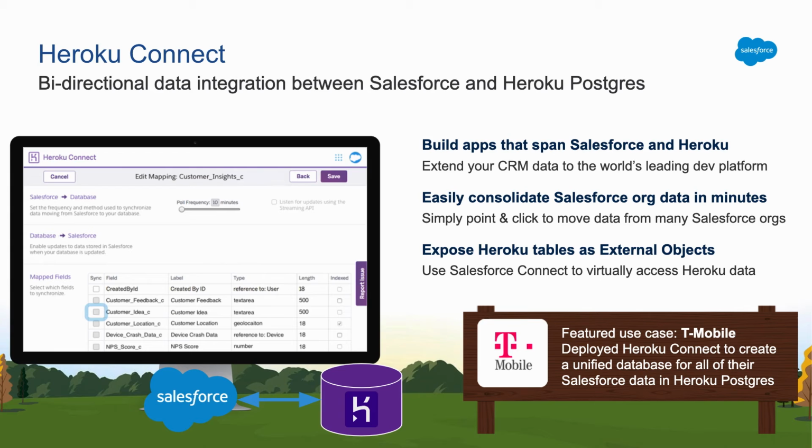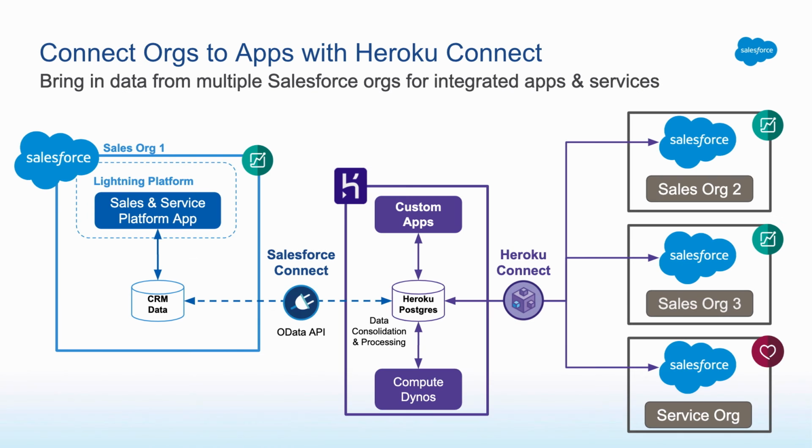Great example here was T-Mobile. They were able to create one of these unified databases. I believe they had, don't quote me on the number of orgs, so I won't say it, but it was multiple orgs into a single Postgres in order to deliver customer information across geos. So this is the visual of what we just talked about.